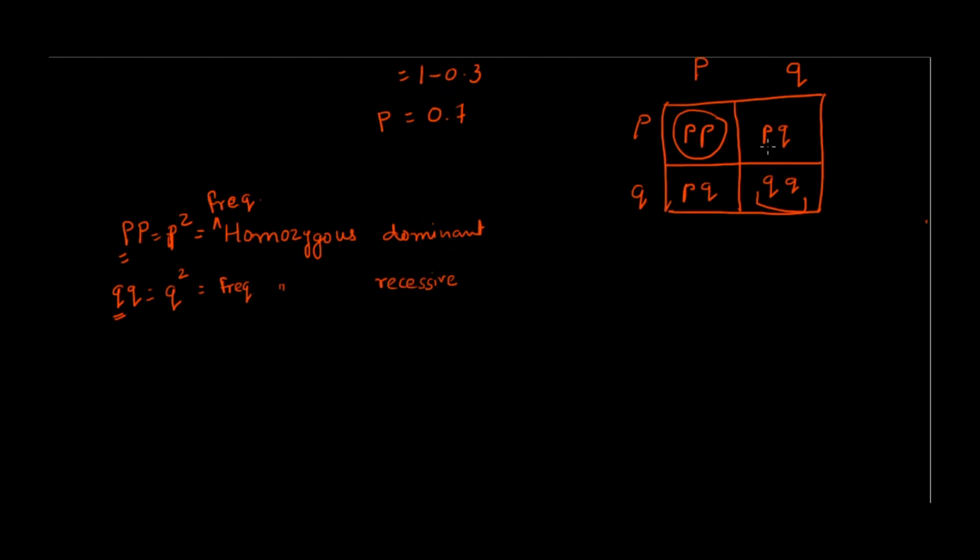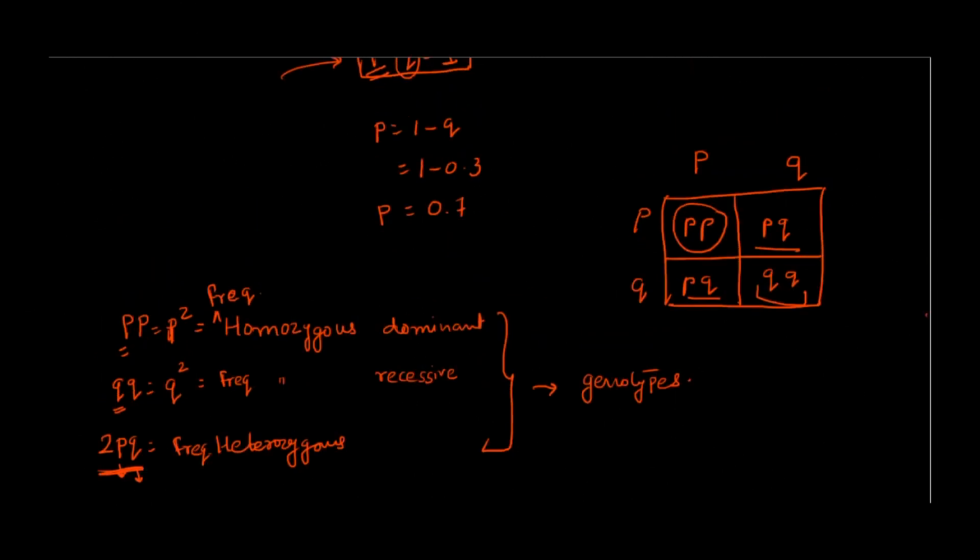So now what are we left with? PQ, PQ. That means 2PQ. P is for dominant allele and Q is for recessive allele. So when you have one dominant allele and one recessive allele, what is that condition? It is heterozygous. As I said, we are talking about frequency. So 2PQ gives us the frequency of heterozygous, right? What are these? These are nothing but the genotypes.